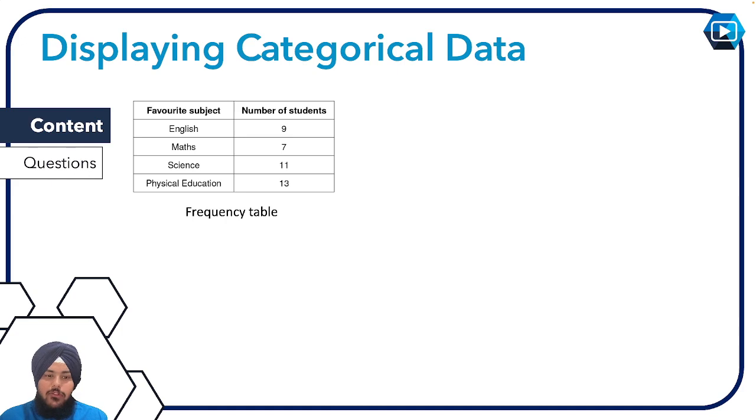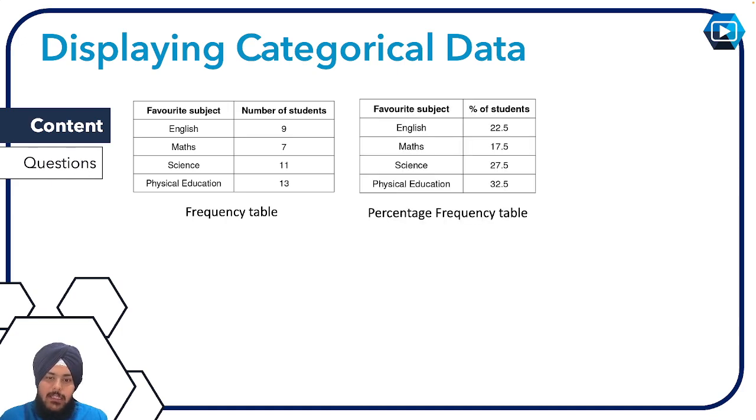Then we can further transform this frequency table into a percentage frequency table. A percentage frequency table takes the frequencies and writes them down as a percentage of the total number of people that the data was collected from. A percentage frequency table is a lot more useful than a frequency table, as it's much easier to estimate probabilities and also to estimate core statistics that we're trying to get across from a data presentation point of view.